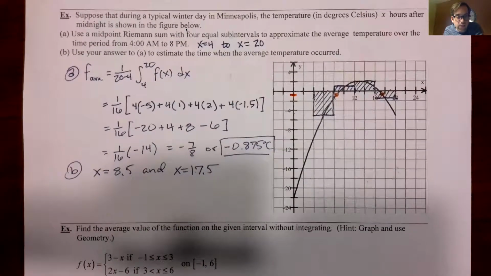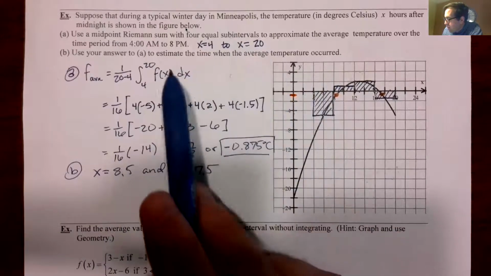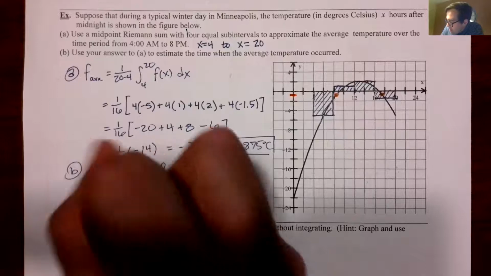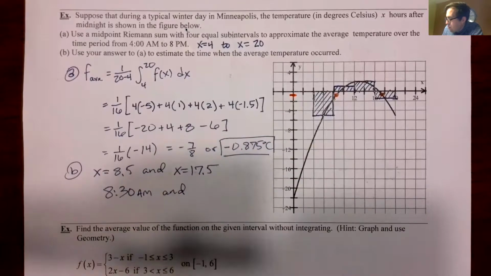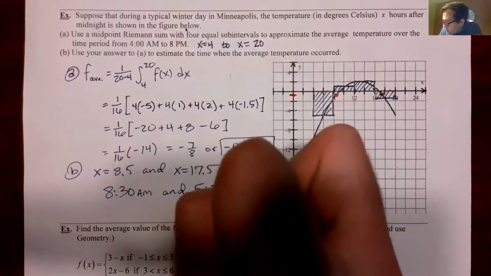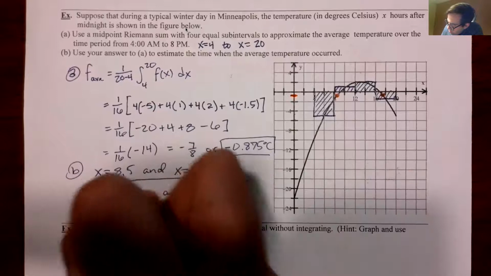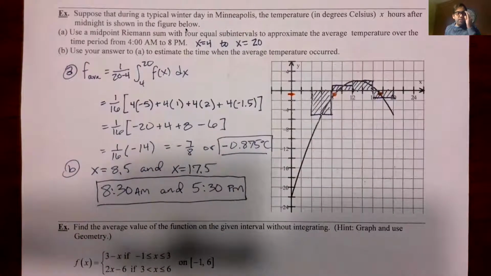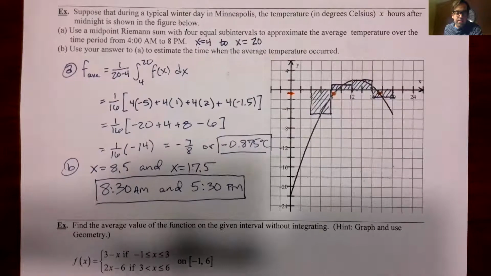But then, okay, so we got 8.5 and 17.5, but the question said estimate the time. So let's change this into times. 8.5 hours after midnight would be 8:30 a.m. And 17.5 hours after midnight, so think about 12 would be noon, and so that's 5.5 more, so that'd be 5:30 p.m. Okay, there we go. There's our times when the average temperature happened. All right, let's keep going.